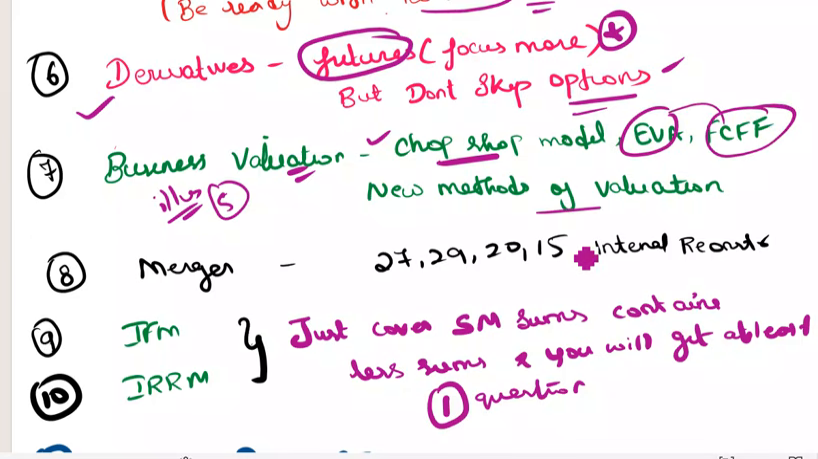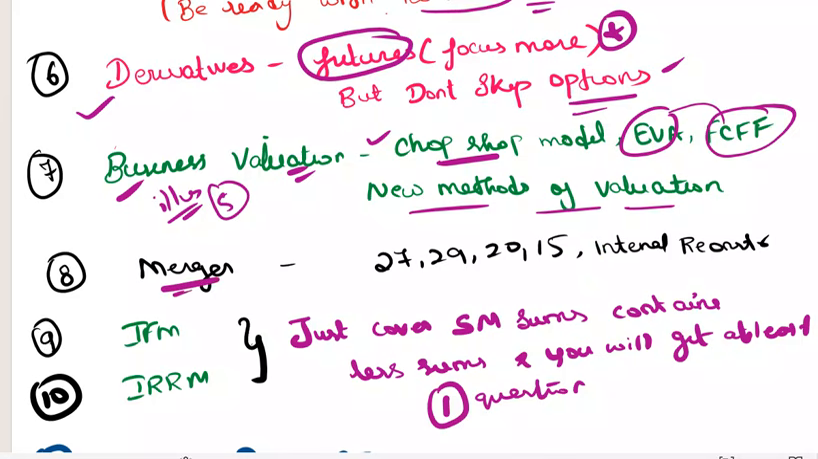And new methods of valuation. They have added some new methods, right? Valuation of startups, Berkus's approach, some approaches have been added. At least have some knowledge about those models. If you get to solve using Berkus's approach, or some other approach, the Chicago method, something like that, you have to be in a position to solve. So please have a basic understanding of those models and methods.